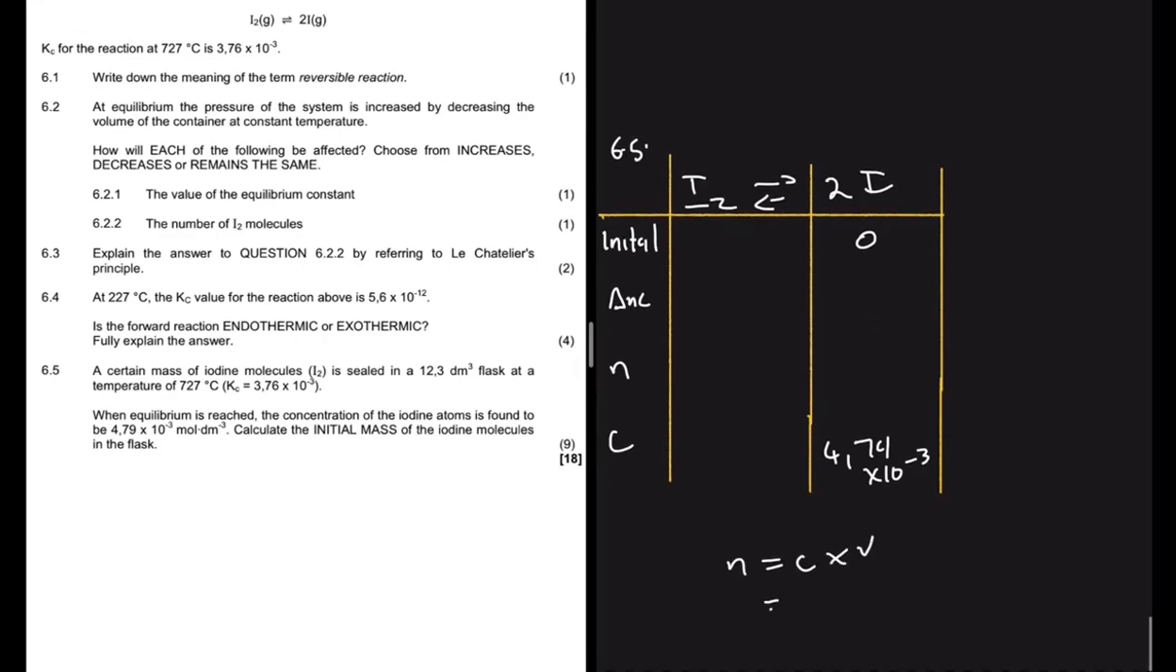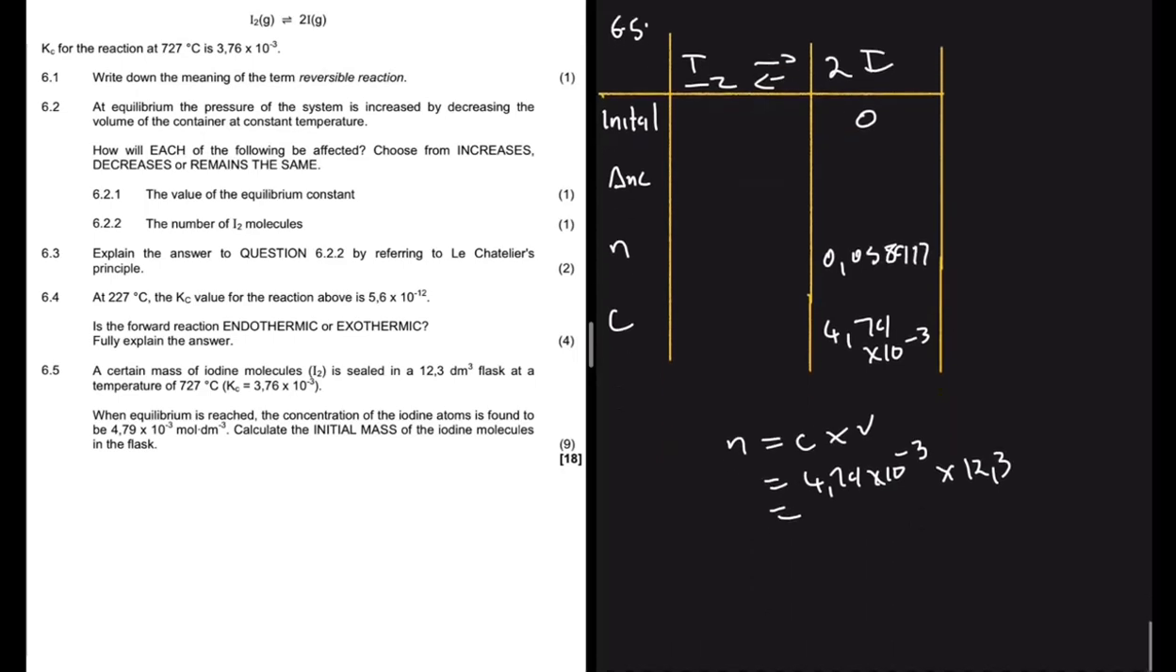What is the concentration? It's given as 4.79 times 10 to the minus 3, and then we're supposed to multiply it by a volume of 12.3. So if we do that, we're gonna get 0.058917, right? Is the number we get in here. So from 0 to 0.058917, it means we had a change of plus 0.058917. And then as a consequence, if we have a plus on the products, then we're supposed to have a minus on the reactants, right?